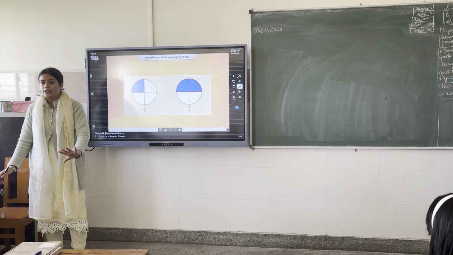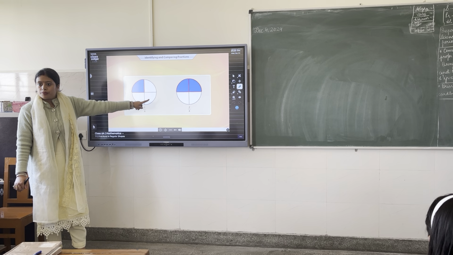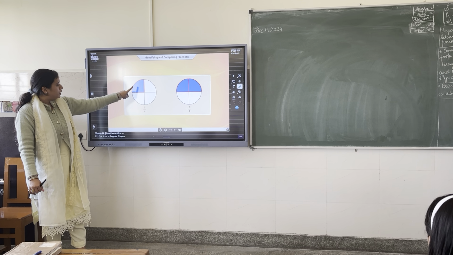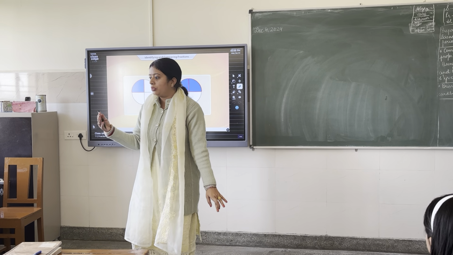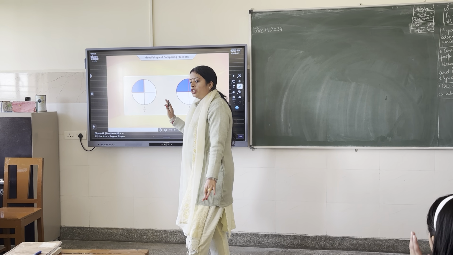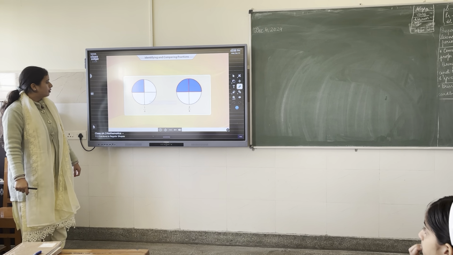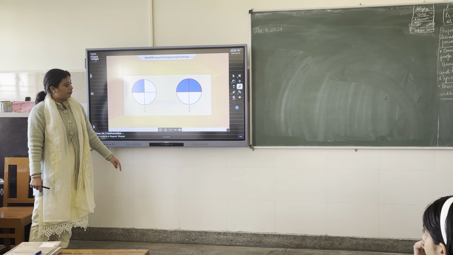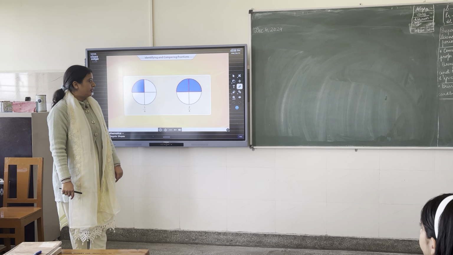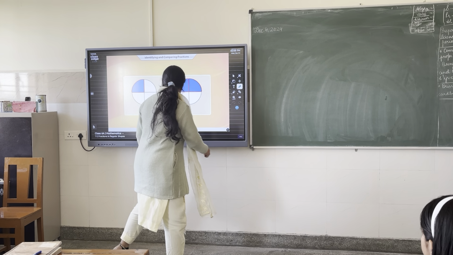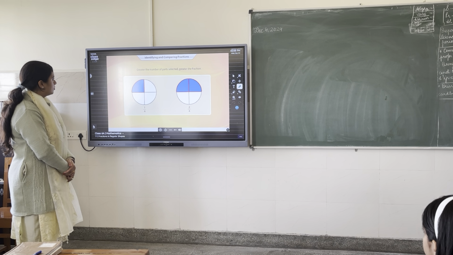So as you can see in this picture, how many parts are there in this circle? 4 equal parts. And which part is shaded? 1. Now if I ask you to tell me the fraction of the shaded part, can you tell me? 1 by 4, yes. What could be the answer for this one? 2 by 4. Yes, correct. Next, the greater the number of parts selected, the greater the fraction.